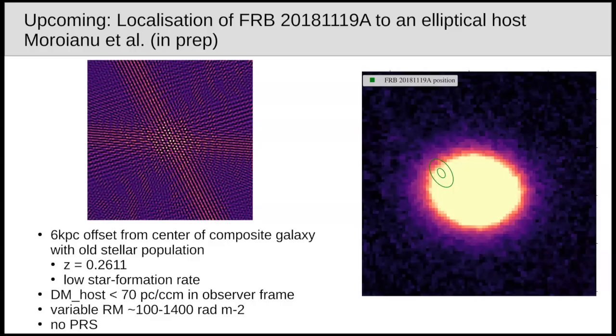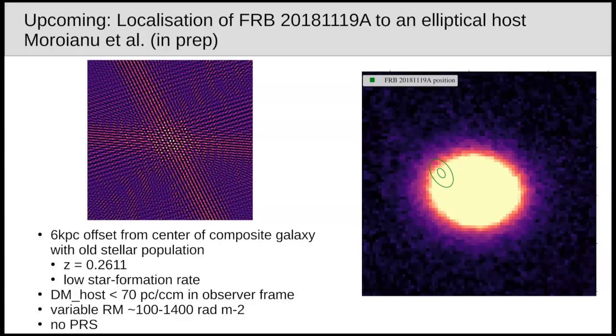It's in a low star formation rate galaxy. It's a composite galaxy, somewhat elliptical. So it's somewhat atypical. It's not quite the low star formation dwarf galaxy type thing. And at this point, we still don't have a persistent radio source for this one.